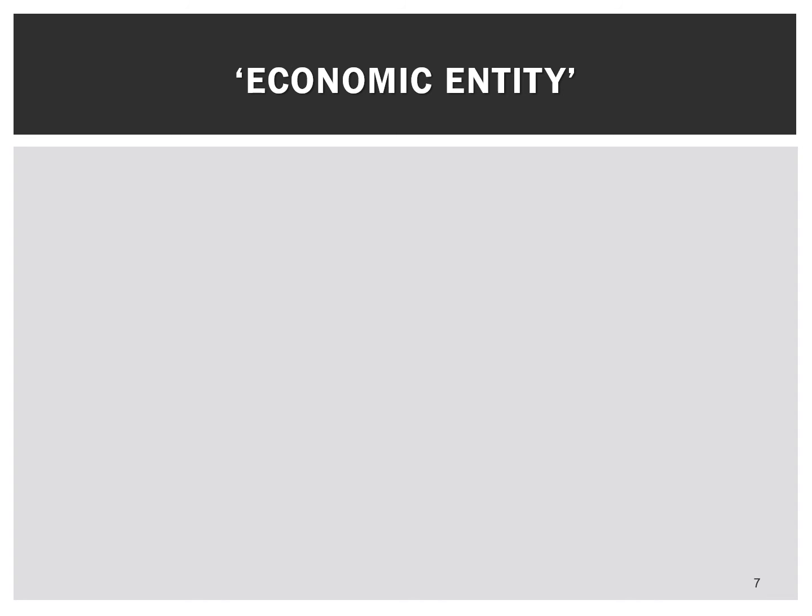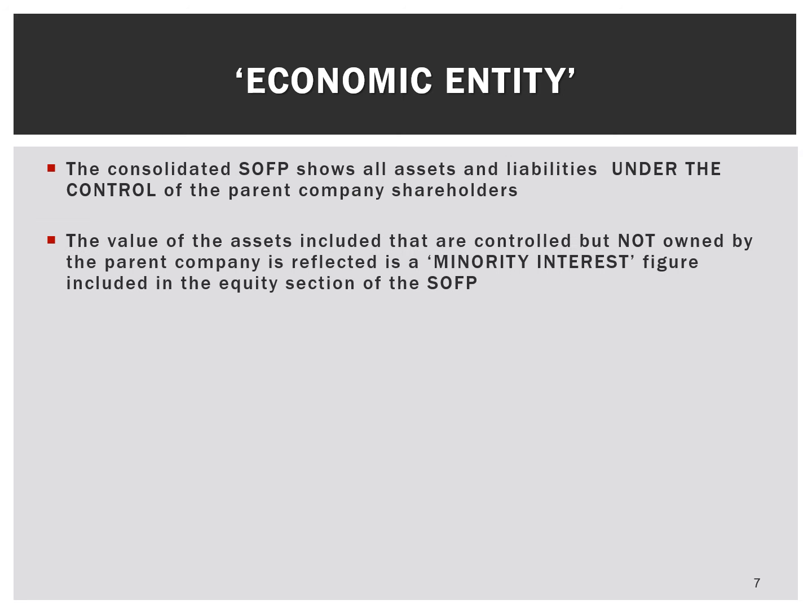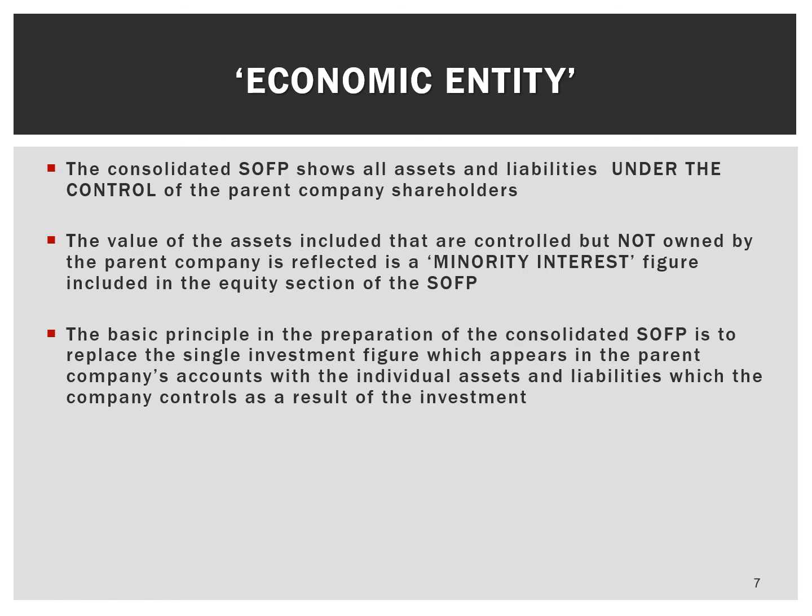So just remember a few basics about the balance sheet. The consolidated statement of financial position shows the assets and liabilities that are under the control of the parent company, not necessarily legally owned by but controlled by the parent company. If some of those assets are legally owned by someone else, then that value is reflected in a minority interest figure or non-controlling interest figure that's included in the equity section of the statement.